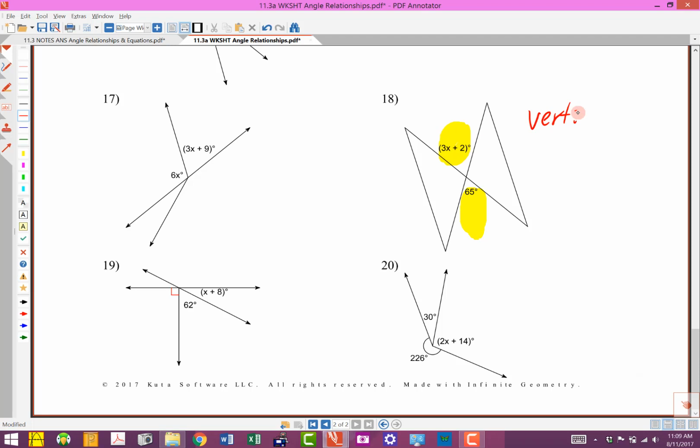So we're going to set them equal to each other. I'm going to take 3x plus 2, set it equal to 65, and then we're just going to go through and solve. That's basically it. So you should be in good shape.